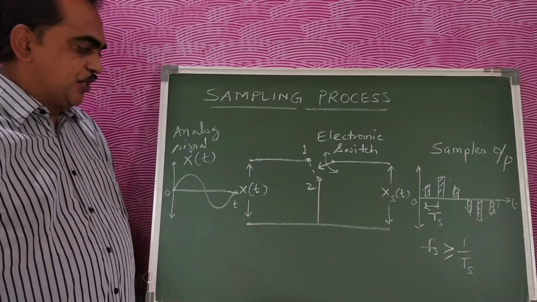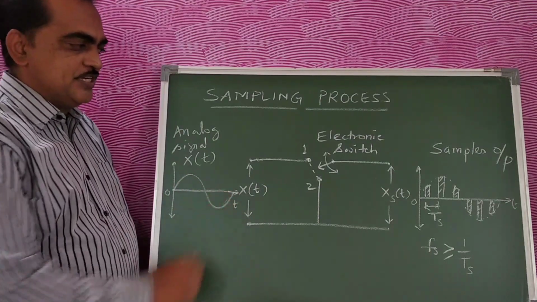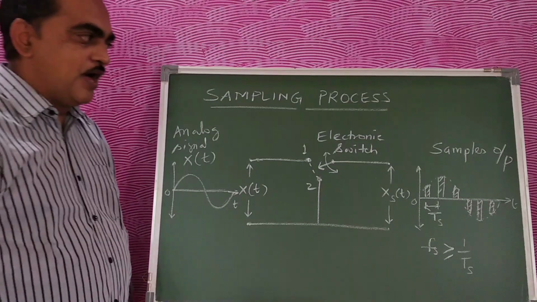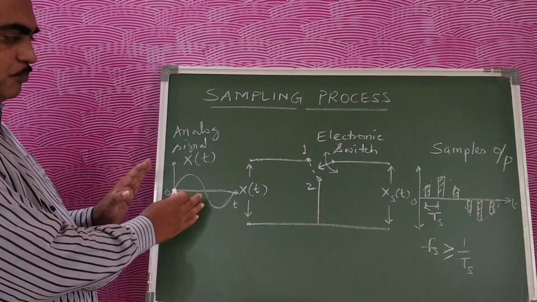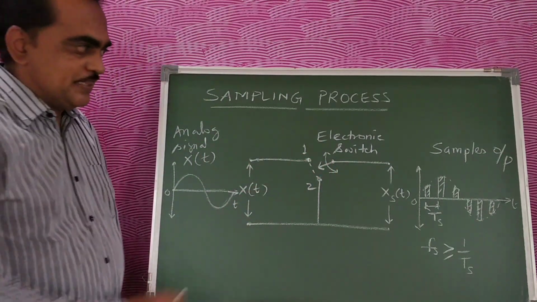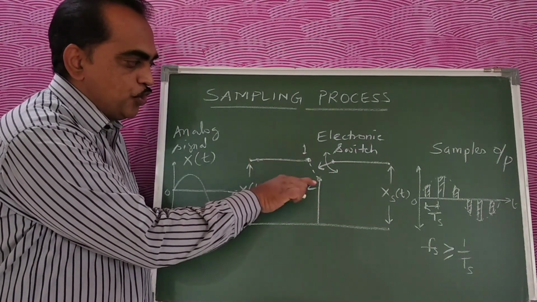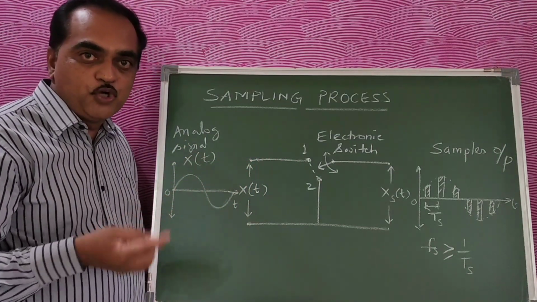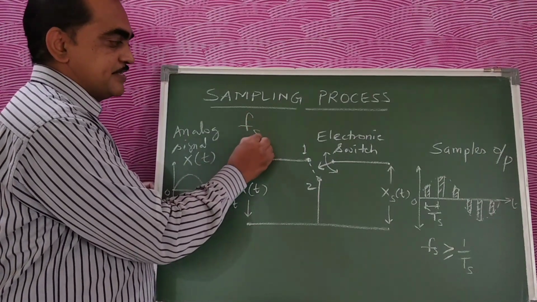And the input to the circuit will be an analog signal as we have shown here, xt. And the output of the circuit will be samples. Samples means they will be like your pulse amplitude wave. Now here, this input is given here, and here you are having an electronic switch. This electronic switch will change its position from point 1 to point 2, point 2 to point 1. It will go on changing its position from point 1 and point 2 at a frequency rate called as Fs.